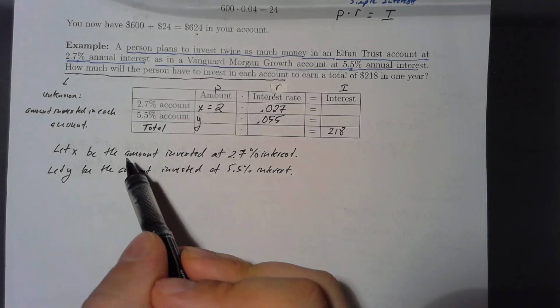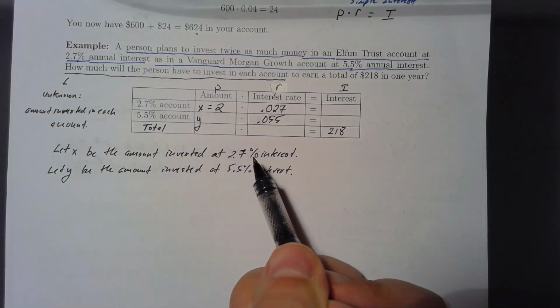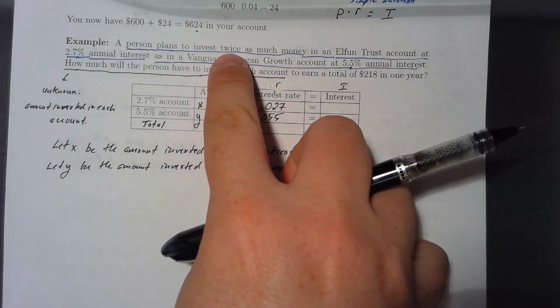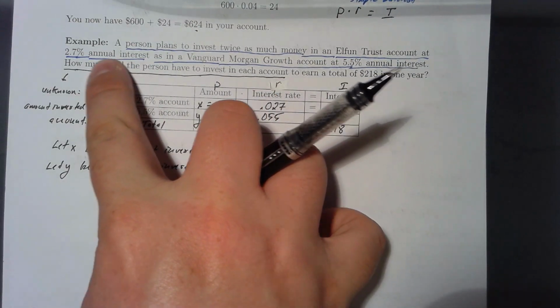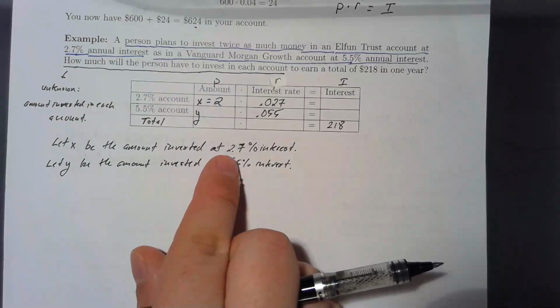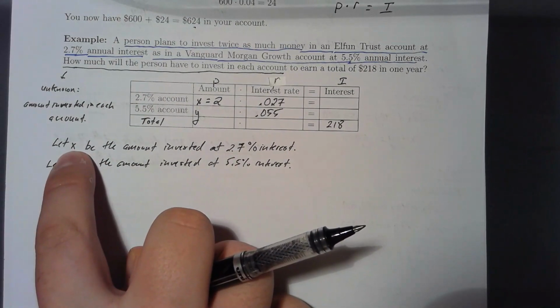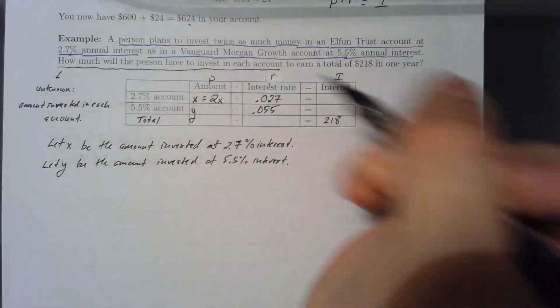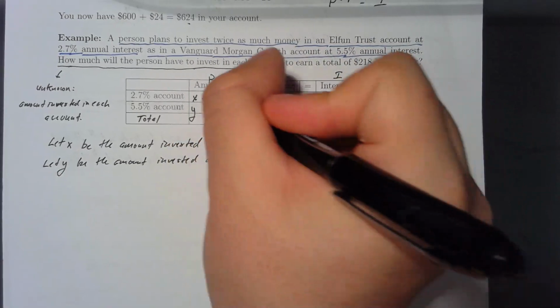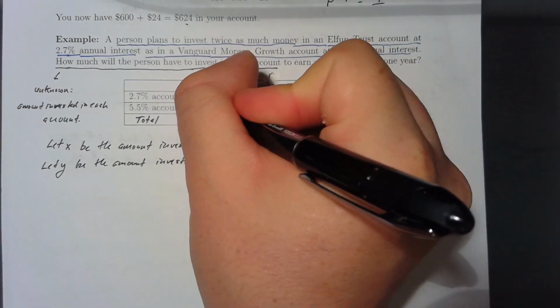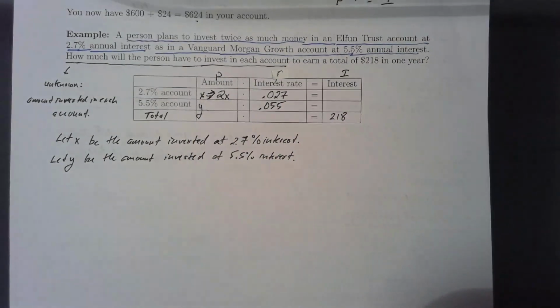If you read the variable's description, we're letting x be the amount invested at 2.7% interest. So if I'm investing twice as much money at 2.7% interest, that means I'm investing twice that amount. The amount is x, so twice that amount is going to be 2x. I put an equal sign here, not to indicate that x is equal to 2x, because obviously it isn't. Maybe an arrow sign would be better.